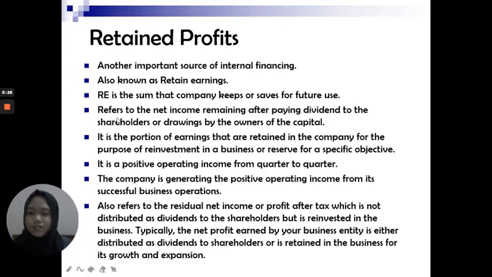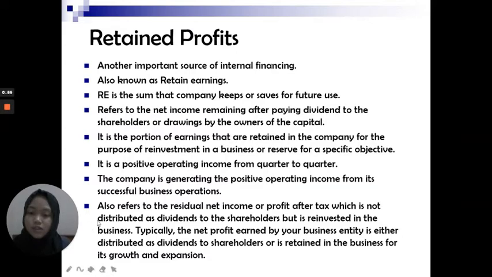It refers to the net income remaining after paying dividends to the shareholders or drawings by the owners of the capital. It is the portion of earnings that are retained in the company for the purpose of reinvestment in a business or reserved for a specific objective. It is a positive operating income from quarter to quarter. The company is generating positive operating income from its successful business operations.